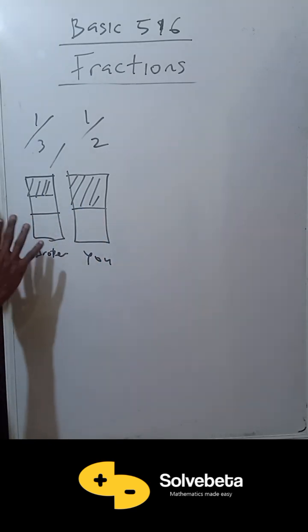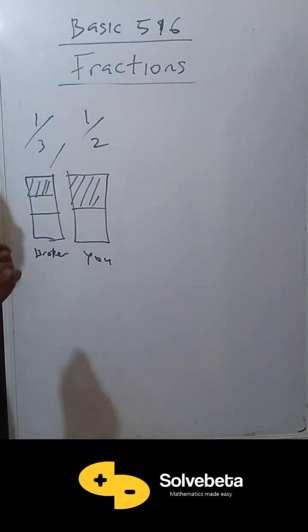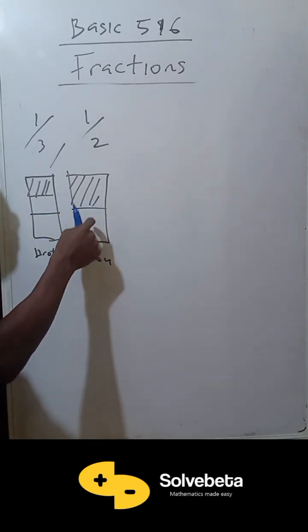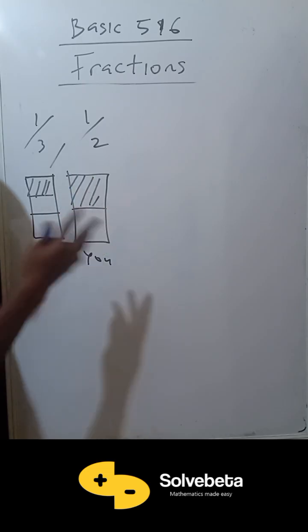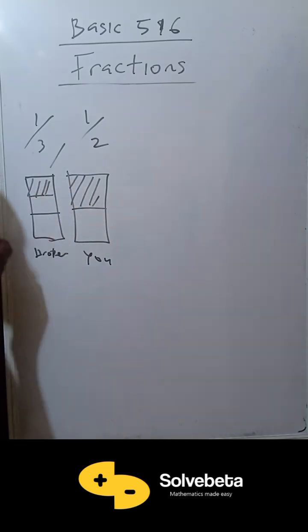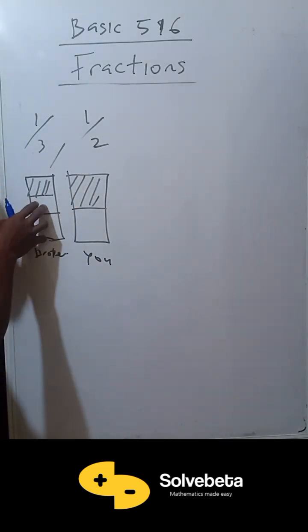It's the same loaf of bread. Your daddy bought 2. He takes the first one, he divides it into 2. He gives you 1 out of 2. Then he takes the second one, he divides it into 3. He gives your brother 1 out of 3.